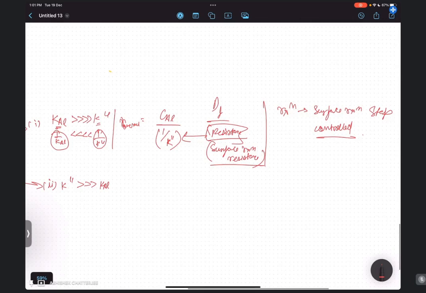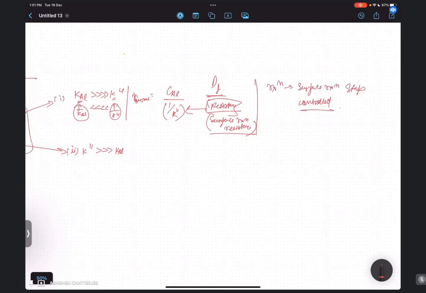Once you get your R overall as CAL divided by 1 by K double dash, that is nothing but your driving force divided by your resistance. So this resistance is 1 by K double dash, which is nothing but your surface reaction resistance. Did you understand? Tell me. Okay, so this is one way of understanding.